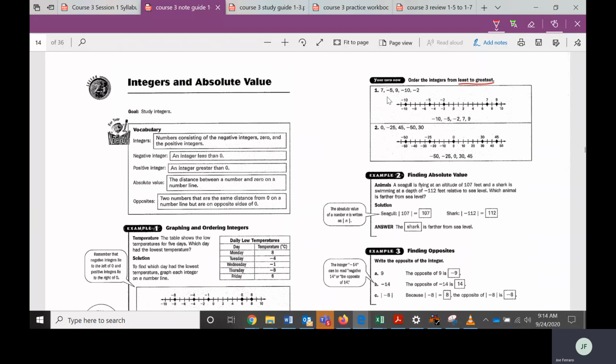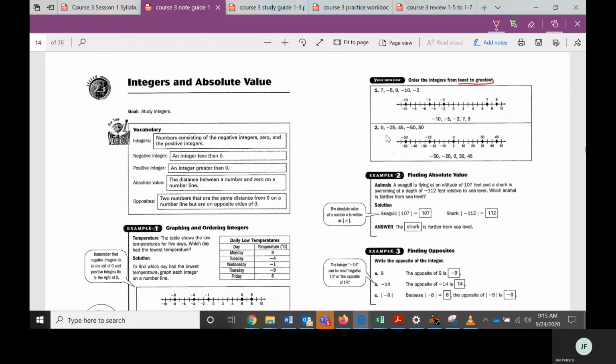So what you do with these, and they've done it here for you, is you set up a number line. You might not need to do this. You might be able to look at these and do it just fine. But if you're stuck or just really want to make sure you get it right on a test, you make a number line and you start plotting the points. So 7 is out at +7, -5, 9 is out here, -10, and then -2. So you plot those points. Now to order them, you just start on the left side and go to the right. So you have -10, -5, -2, 7, and 9.